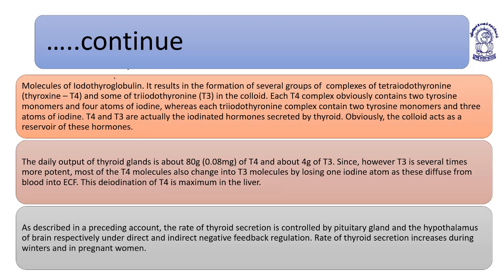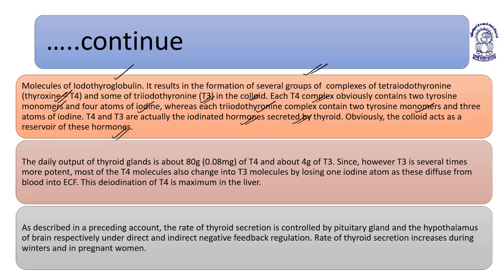Molecules of iodothyroglobulin result in the formation of several groups of complexes of tetraiodothyronine, that is T4. And T4 is known as what? Thyroxine. And some triiodothyronine, T3, in the colloid. Each T4 complex contains two tyrosine monomers and four atoms of iodine, whereas each triiodothyronine complex contains two tyrosine monomers and three atoms of iodine. T4 and T3 are the iodinated hormones secreted by the thyroid. Obviously, the colloid acts as a reservoir of these hormones.